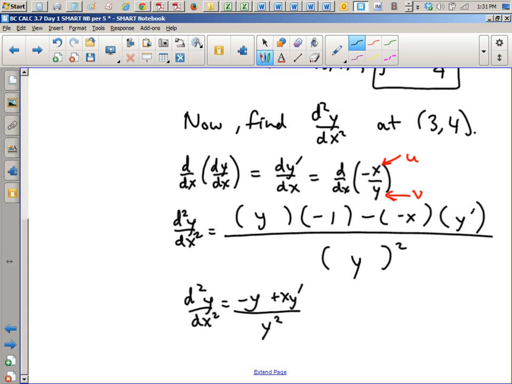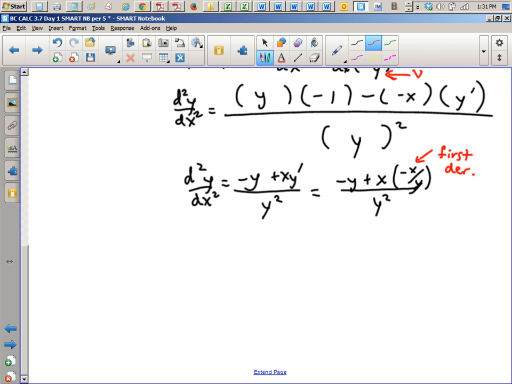Okay, notice that your answer has 3 variables in it: x and y and y prime. I think it would be nice if we substituted in negative x over y for the y prime. That way it's 2 variables. Remember, we got that back in part A. This is our first derivative. And then we can clean that up. So here's the answer. Second derivative is negative y squared minus x squared all over y cubed.